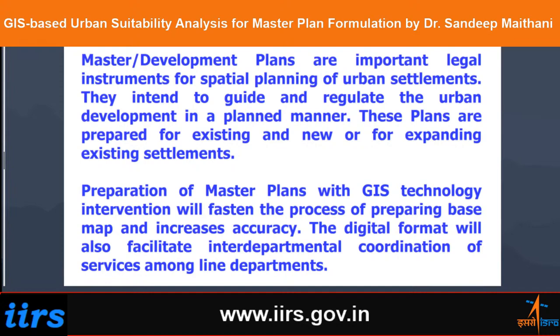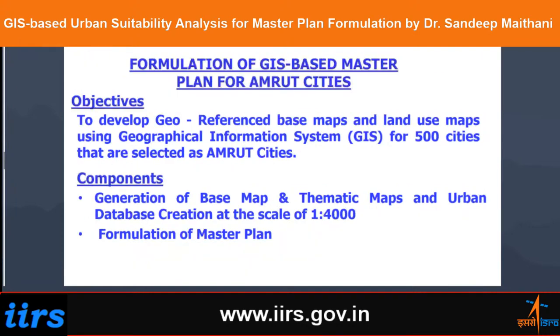Now the second slide is the formulation of GIS based master plan for Amrut cities. So the objectives are to develop geo-referenced maps. Geo-referenced means maps which show the location on the surface of the earth, maybe lat long, or it may be a UTM projection. So we call them geo-referenced. That means they are referenced with respect to the earth surface. And land use maps using geographical information system for 500 cities that are selected as Amrut cities.